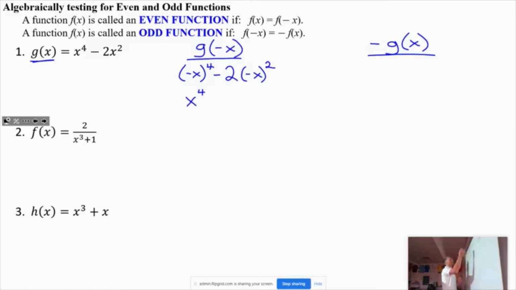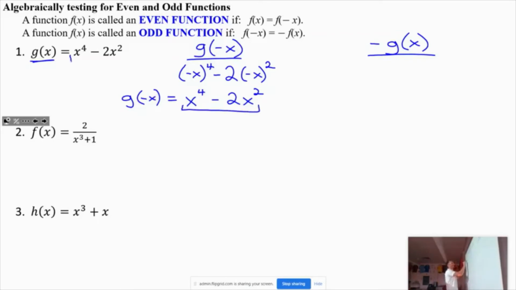Minus 2 times negative x, in parentheses, very important, squared is just minus 2x squared. The negative stays on the 2 just because it was there. That is my simplified form. So g of negative x is equal to x to the 4th minus 2x squared. Simplified, good. This will always take you 2 steps, okay? It will always be plug in the negative x to each x value, then simplify. Plug in, then simplify.